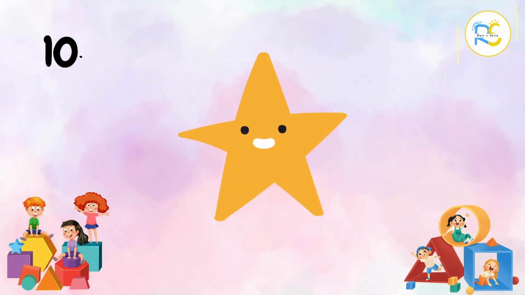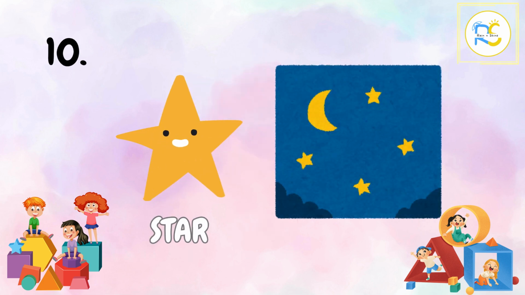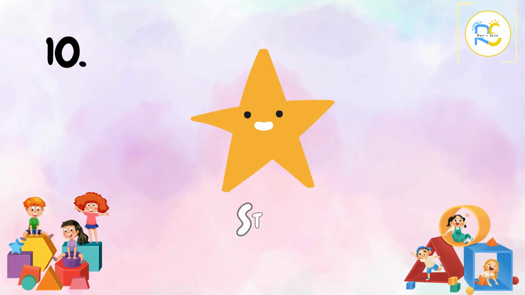Now, here's a twinkling shape you see every night in the sky. It's a star. You can see stars shining above you at night or even on decorations during special celebrations. If it twinkles like the night sky, it's a star. Say it with me, star. Now, let's spell it, S-T-A-R.